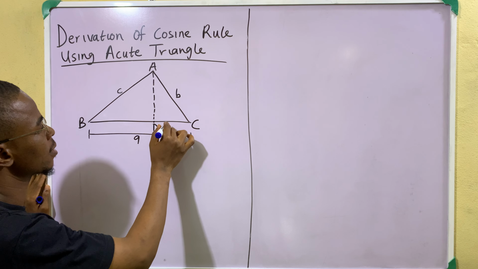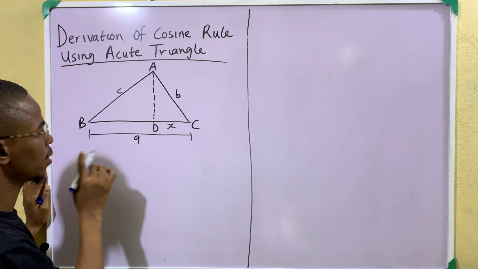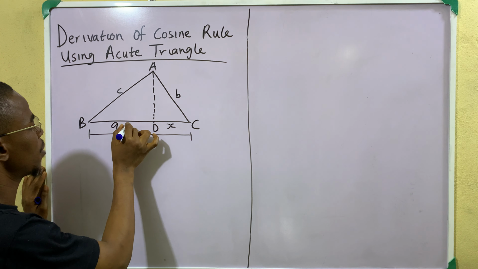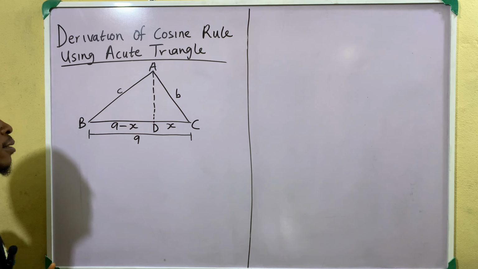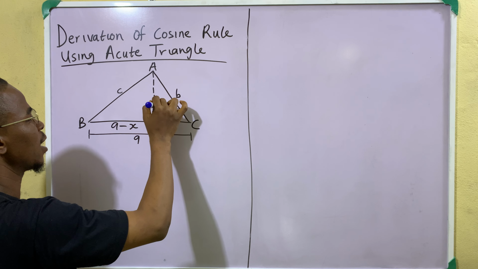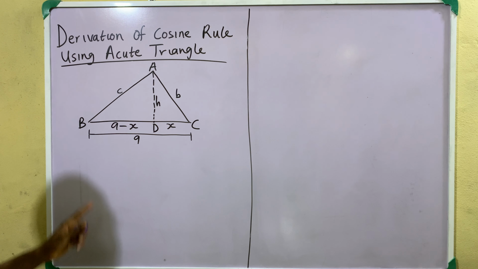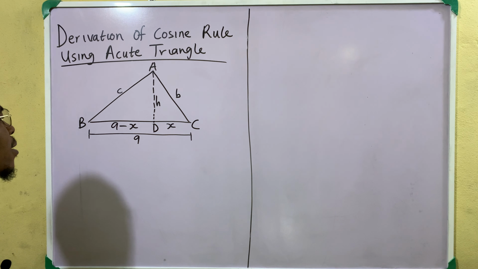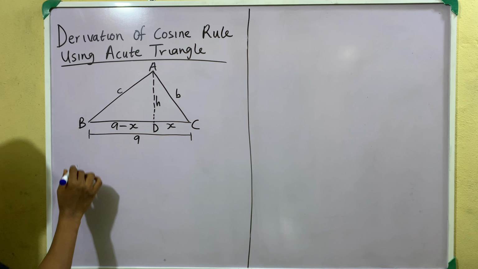We can call this part X. If here is X, here will be what? a minus X. We can call the perpendicular line here H, that's for the height. Once you've done this, you can start the derivation.